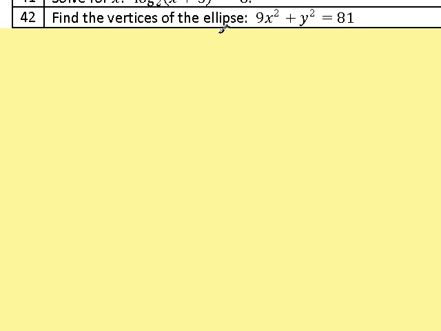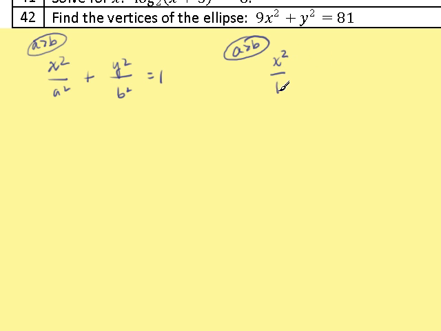In number 42, we want to find the vertices of an ellipse. So let's just remember the two standard forms for the equation of an ellipse. So we have x squared over a squared plus y squared over b squared equals 1. And here we're assuming that a is greater than b. We always assume a greater than b. We might have x squared over b squared plus y squared over a squared is equal to 1.